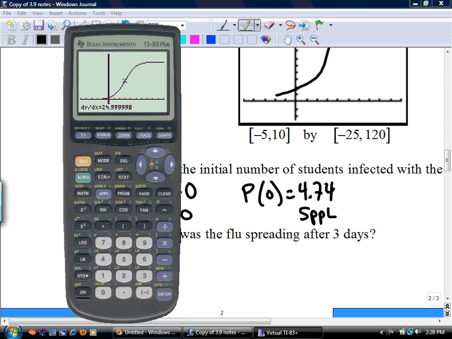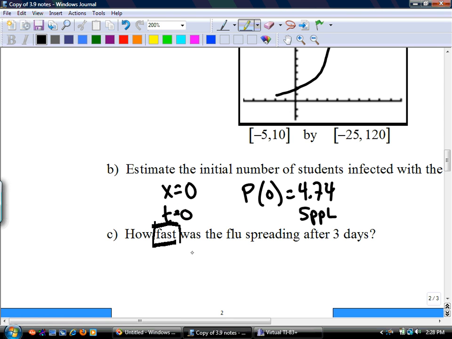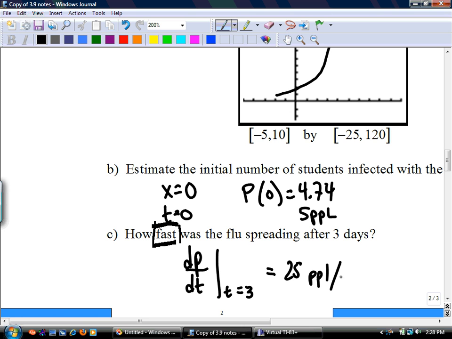So 25 people per day. So dP/dt evaluated at t equals 3, we would say 25 people per day.